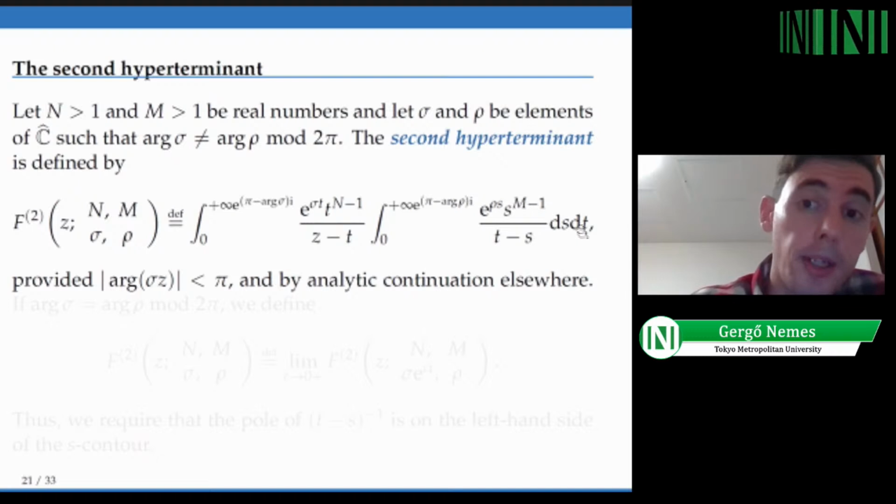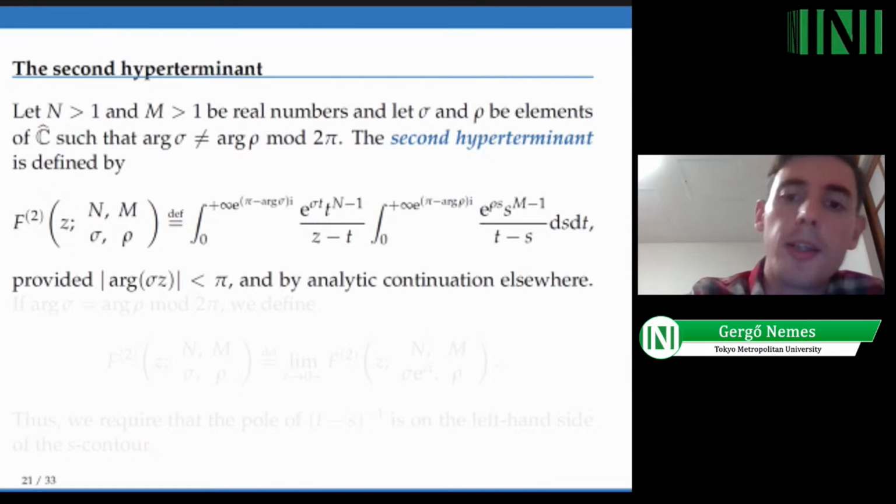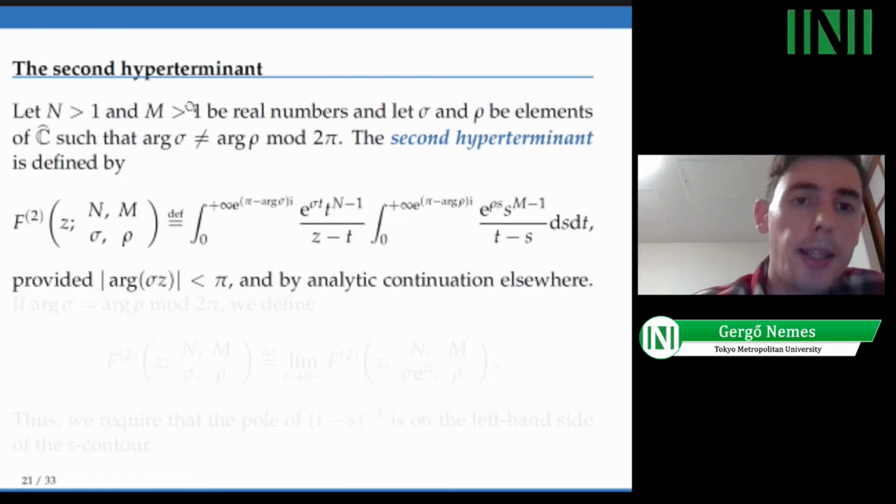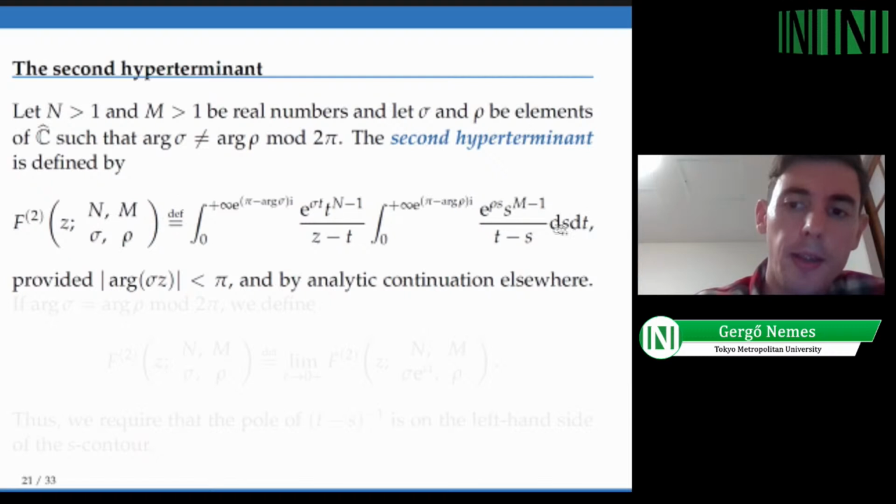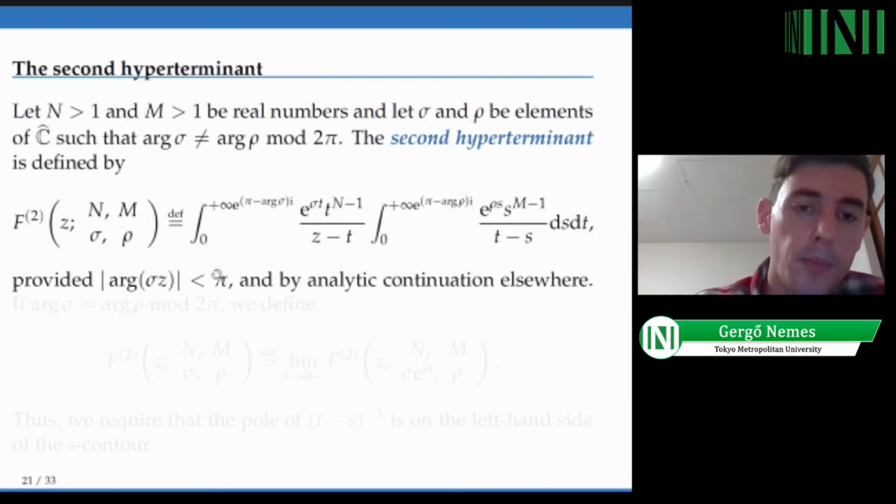And for that, we need second hyperterminants. These are natural double integral generalizations of the first one with more parameters. So let n and m be real numbers greater than 1, sigma and rho elements of C hat, such that their phases are not equal modulo 2 pi. Then the second hyperterminant is defined in this way, again when sigma z is on the principal sheet and by analytic continuation elsewhere.